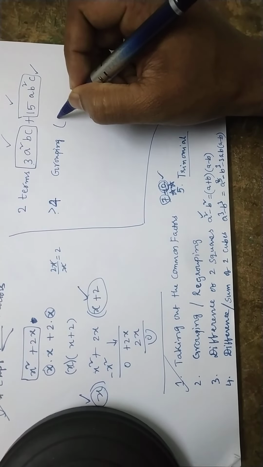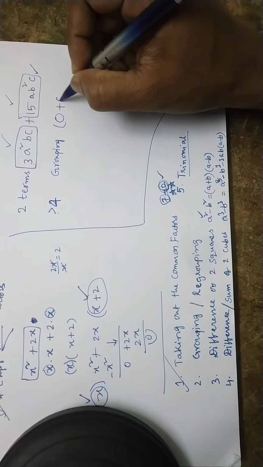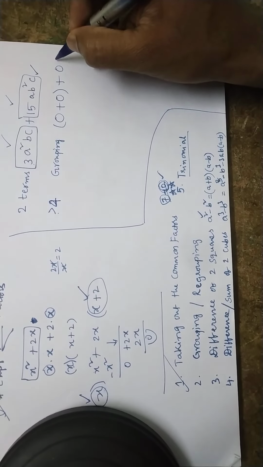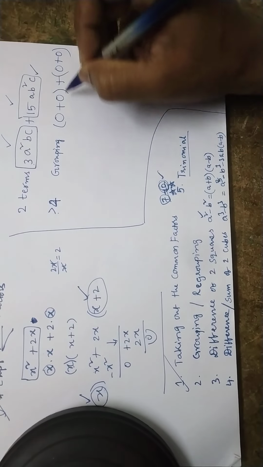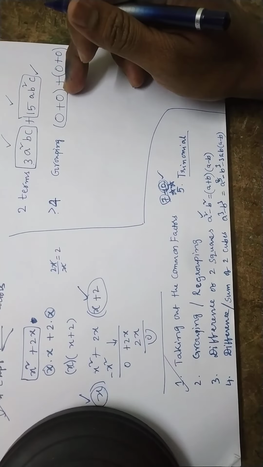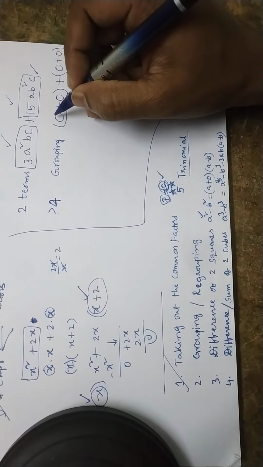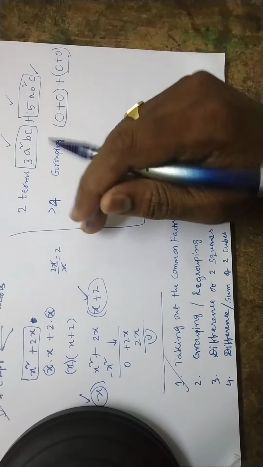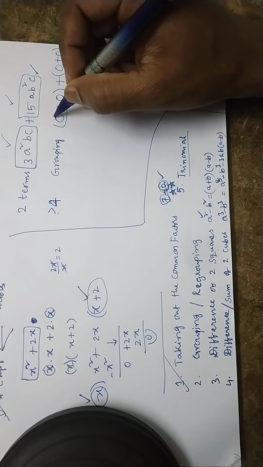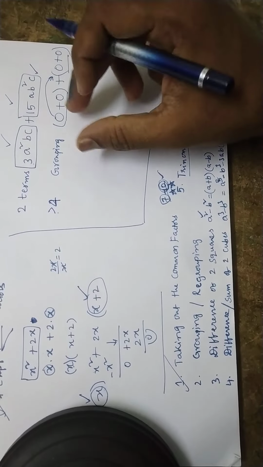Grouping means one box plus one box plus one more box plus one more circle. So you have two groups. This is one pair, second pair, like that. Grouping is possible. If grouping is not possible when you try the grouping method directly, then you need to interchange them.